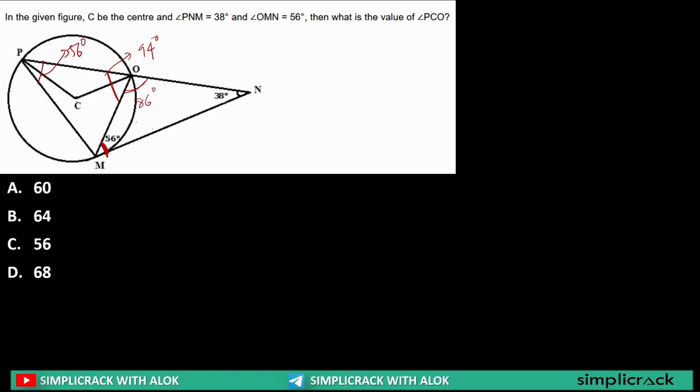Now, see, this angle is 94, this angle is 56. Then what is left? This angle will be 30 degree, because 180 minus this will be 30 degree. See, if this is 30 degree and C is the center, then this angle will be 60 degree because of 2 theta. So the answer is 60 degree. Quite simple. We are not using anything else.